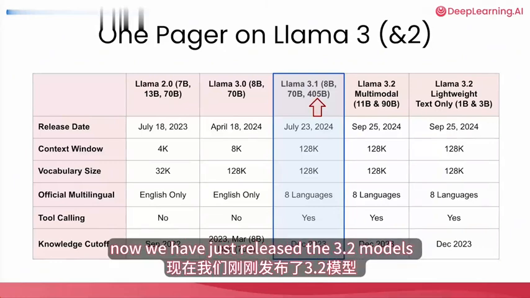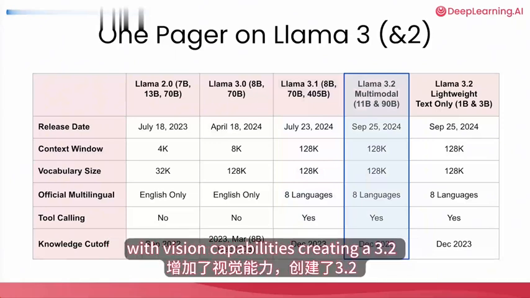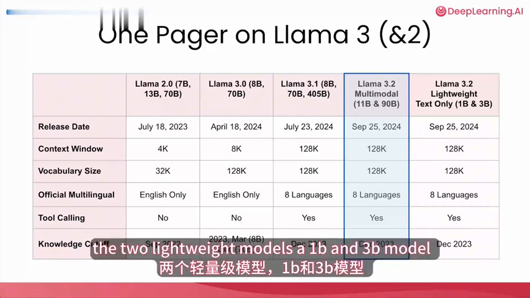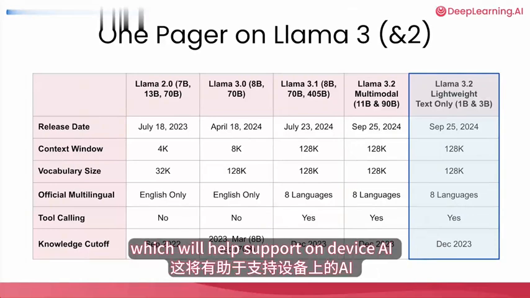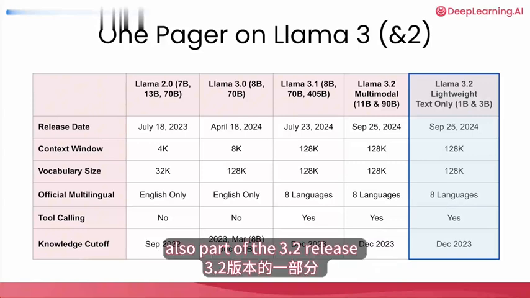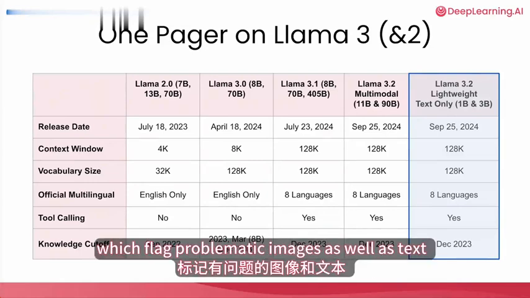Now, we have just released the 3.2 models. The 3.1 8B and 70B models were enhanced with vision capabilities, creating the 3.2 11B and 90B multimodal models. And we have released 2 lightweight models, a 1B and 3B model, which will help support on-device AI. Also part of the 3.2 release are Llama Guard 3 vision models, which flag problematic images as well as text.